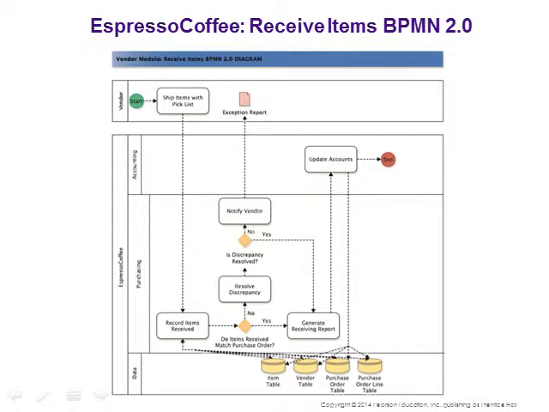So the BPMN that we see reflected here represents the customization of the receive items process, and it contains 6 activities. And we also see the data in the data swim lane at the bottom of the page.